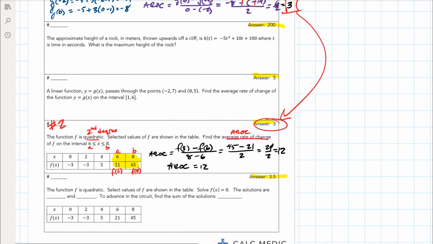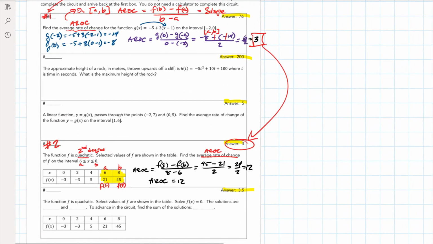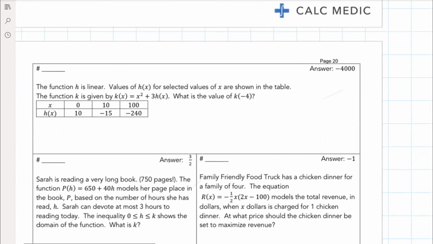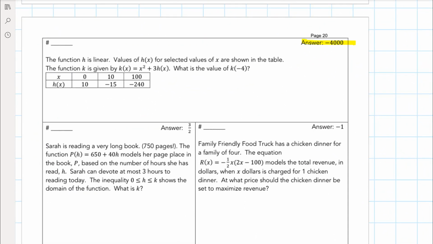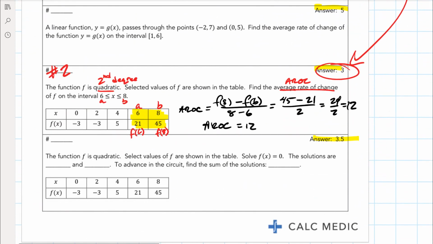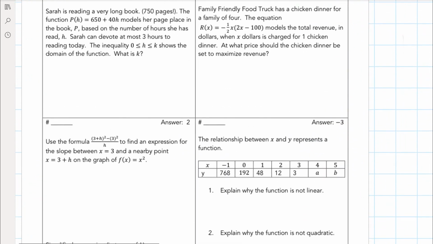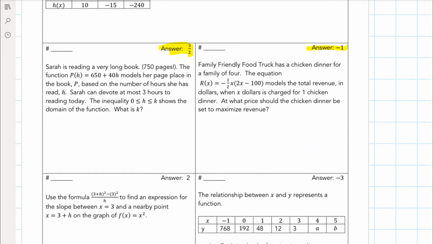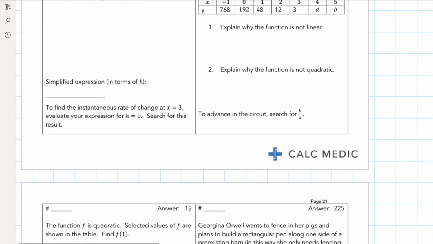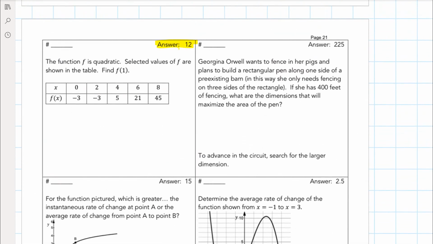Now if you look at page 1 here, and the answers are in yellow here, none of them, the first one's 76, and then 200, 5, and then 3, and then 3.5, so they're not here. So you got to keep on searching for it, so I'm going to keep on going here. And you got to look at the answers, you got to find an answer of 12. So that's -4,000, -1, 3 halves, 2, -3. Ah, here it is, answer of 12. So right there, that becomes problem number 3. So you label it 3.